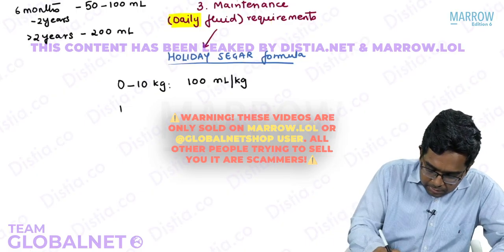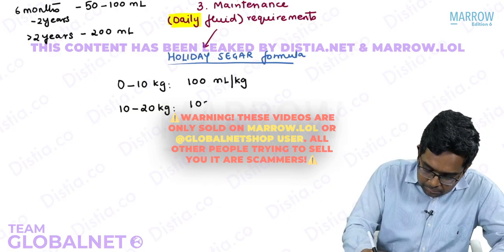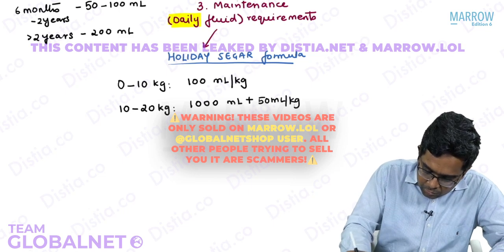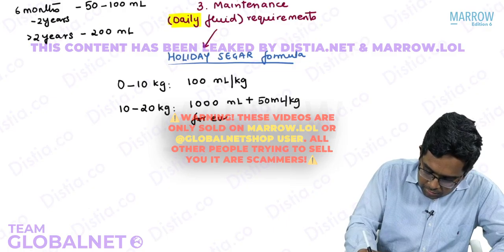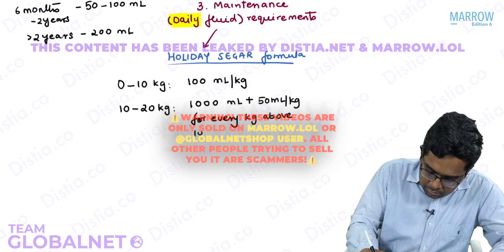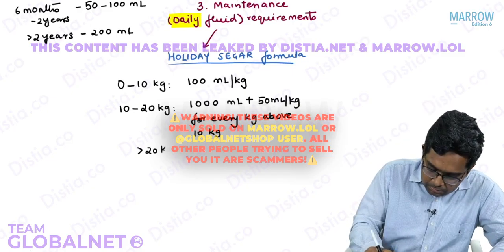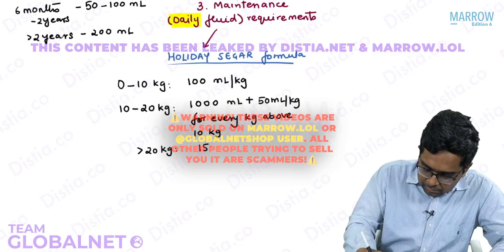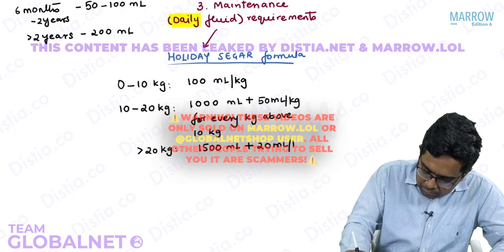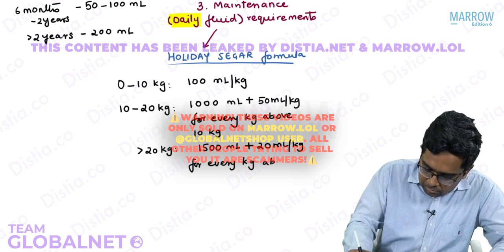Next is a child between 10 to 20 kilograms. Here, we calculate like this: 1000 ml plus 50 ml per kg for every kg above 10 kg. That is for a weight between 10 to 20 kilograms. If the weight is more than 20 kilograms, we'll calculate as 1500 ml plus 20 ml per kg for every kg above 20 kg.